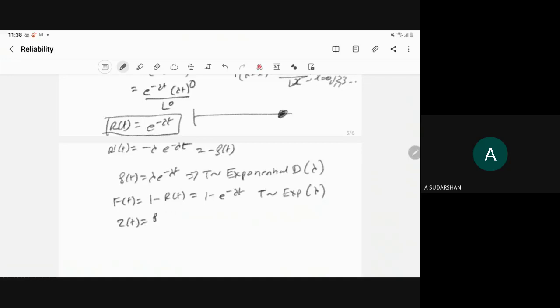Then, what is Zt? Zt is ft upon Rt. ft is lambda e to the power minus lambda t, Rt is e to the power minus lambda t, so Zt is lambda, which is constant. So you have seen that in the useful phase, the failure rate is more or less constant.